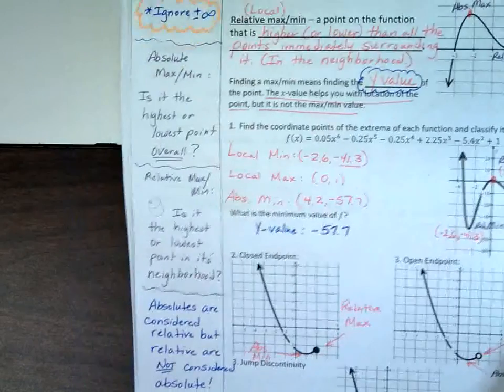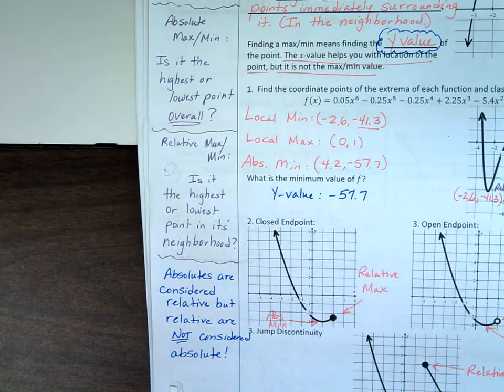So here's my next bullet point in my margin. After all that, absolutes are considered relative, but relative are not considered absolute. So if you're an absolute max or min, you're also a relative max or min, because in your little hood, you are the highest or lowest point. But the other way doesn't work.